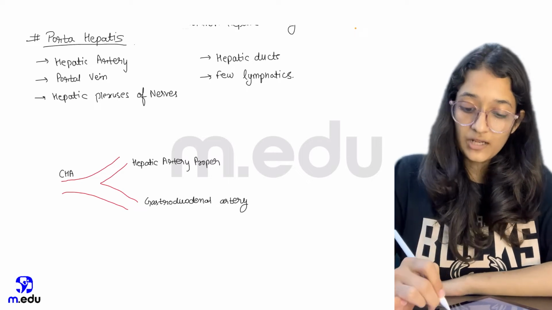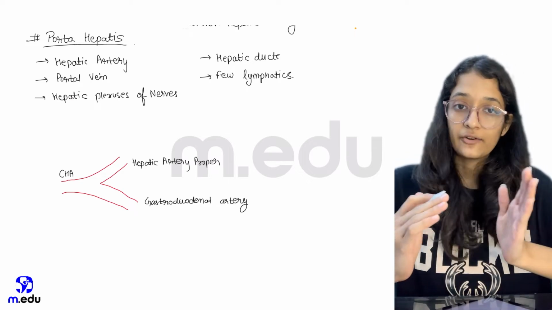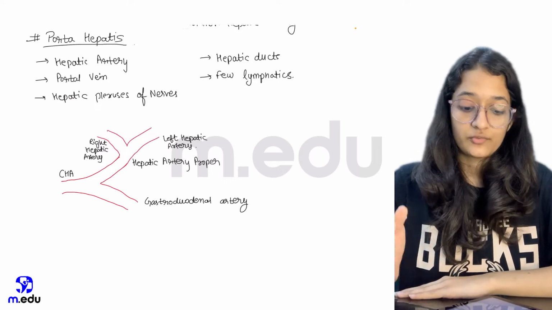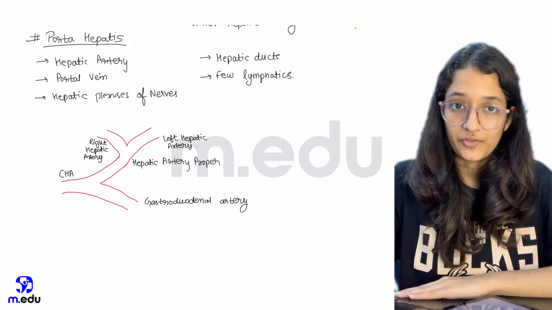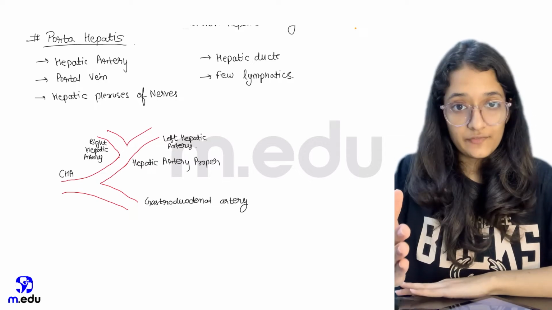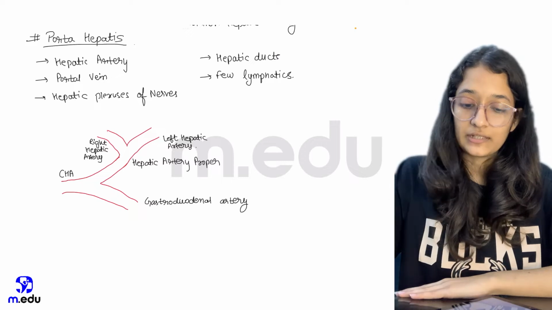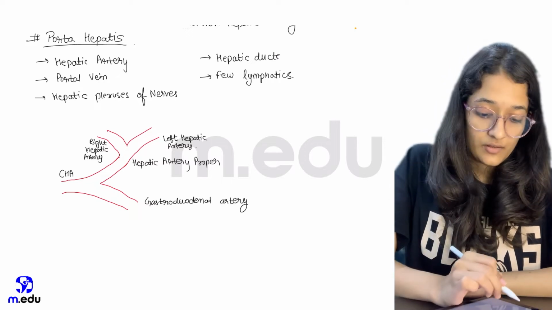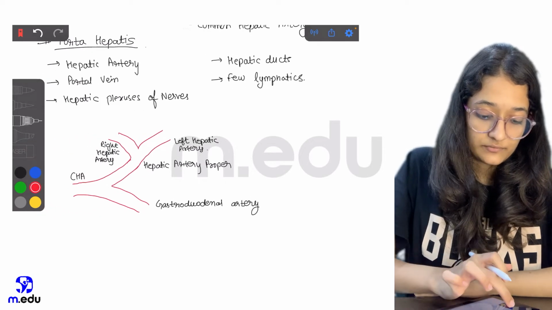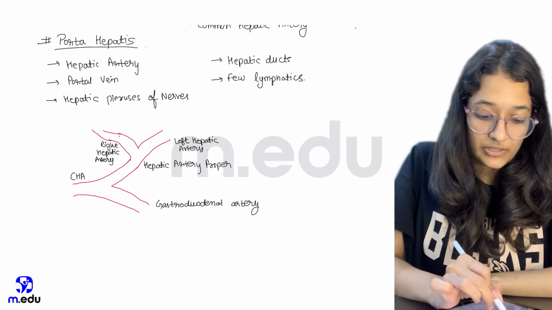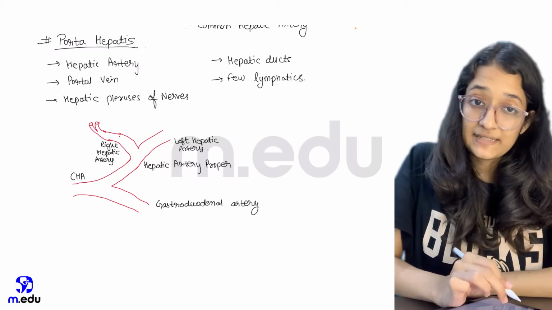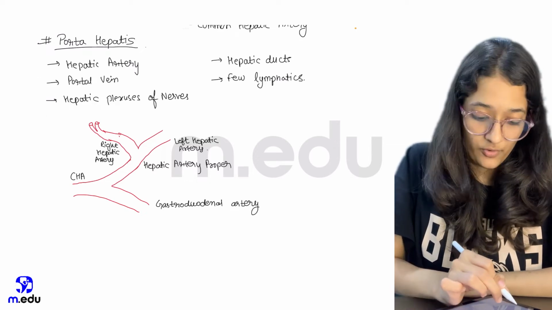Now this hepatic artery proper branches out into the right and left hepatic arteries. So it will supply the right lobe of the liver and the left lobe of the liver via the right hepatic artery and the left hepatic artery respectively. And if we further see, the right hepatic artery is followed by the cystic artery, which will supply the gallbladder, of course.